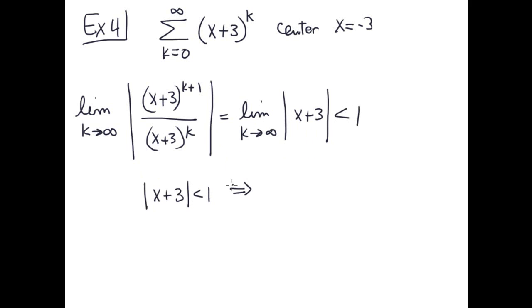Therefore, the inequality we have at this moment is |x+3| less than 1. It's equivalent to say x+3 is between -1 and positive 1. Subtracting 3, we get -4 less than x less than -2. This is the potential interval of convergence. But I need to verify the endpoints. Let me see.